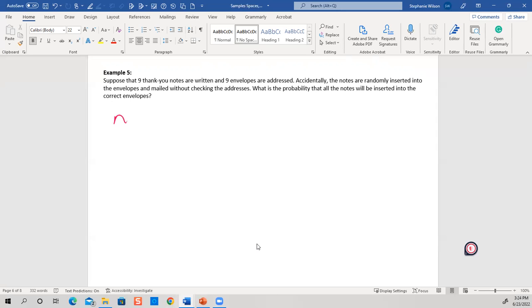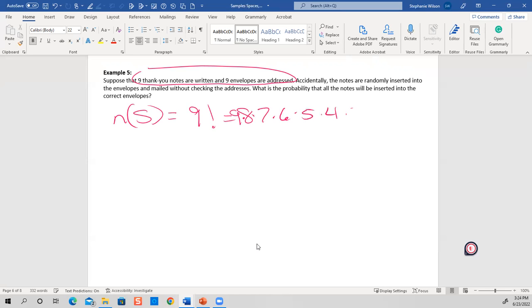The sample size: we had 9 envelopes and 9 letters, and we put the letters in those 9 envelopes. So I'm going to have 9 factorial. That's going to be 9 times 8 times 7 times 6 times 5 times 4 times 3 times 2 times 1, which gives me 362880. And that's the number of elements in the sample.